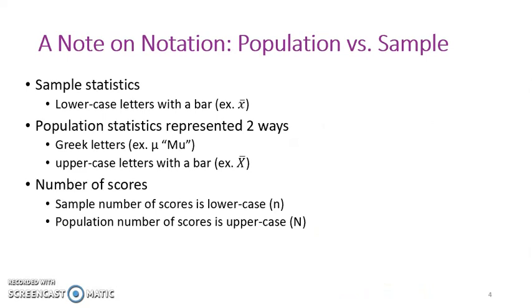Another important distinction for the statistics I'll be talking about is the difference between population and sample notation. We are going to differentiate between sample and population statistics. Sample statistics are represented as lowercase letters with a bar. Population statistics are represented as either Greek letters or uppercase letters with a bar. We are also going to differentiate for the number of scores. The sample number is lowercase n, and the population number is uppercase N.